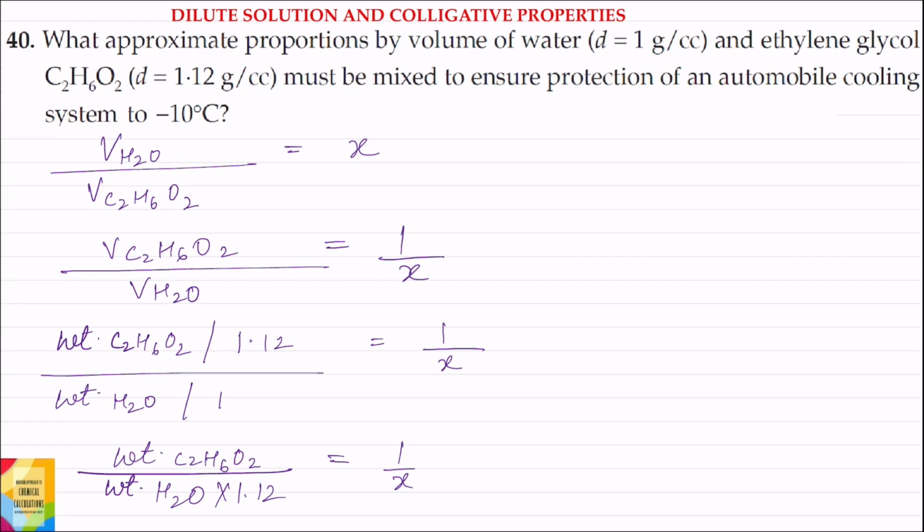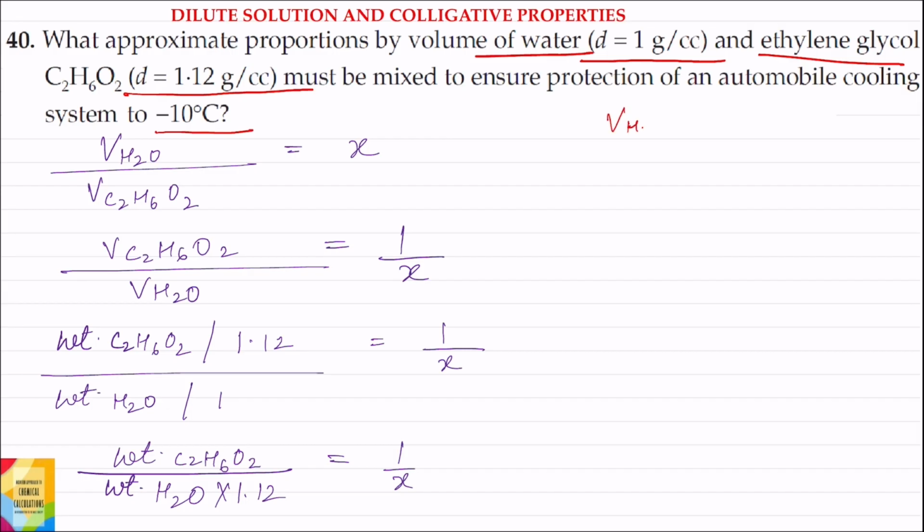What approximate proportions by volume of water (density given as 1 gram per centimeter cube) and ethylene glycol C2H6O2 (density given as 1.12 gram per centimeter cube) must be mixed to ensure protection of an automobile cooling system to minus 10 degrees centigrade? So in this question they have asked in what proportion by volume this water and ethylene glycol must be mixed so that the depression in freezing point is 10 degrees centigrade.